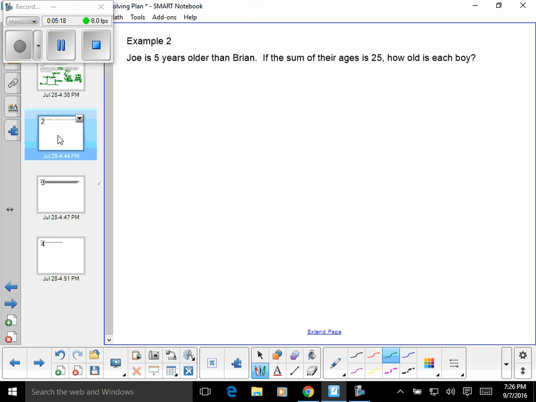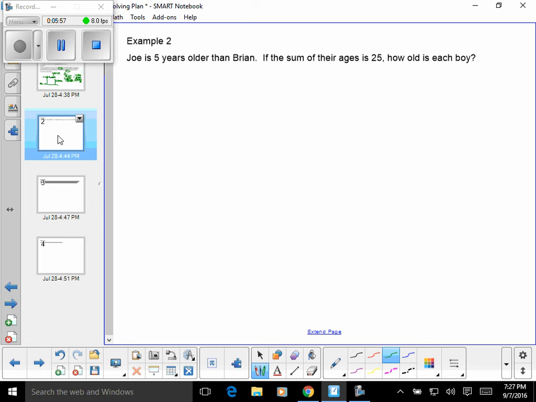Now example 2 is actually done easier if you do it with equations rather than guessing and checking. We could take something like, okay, Joe is 5 years older than Brian, and the sum of their ages is 25. So I can think to myself, all right, what numbers add up to 25? 1 and 24. Well, the difference between 1 and 24 isn't 5. 2 and 23. Not going to work. Got to get numbers closer together. You can be sitting there for a while guessing and checking.